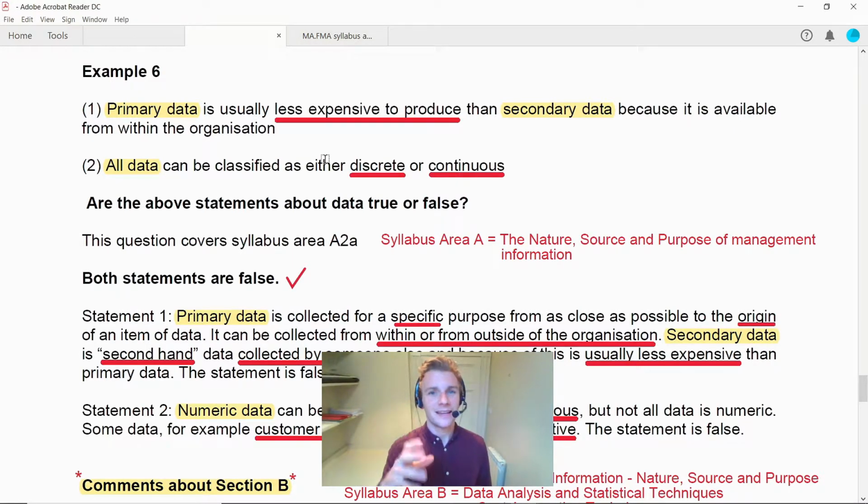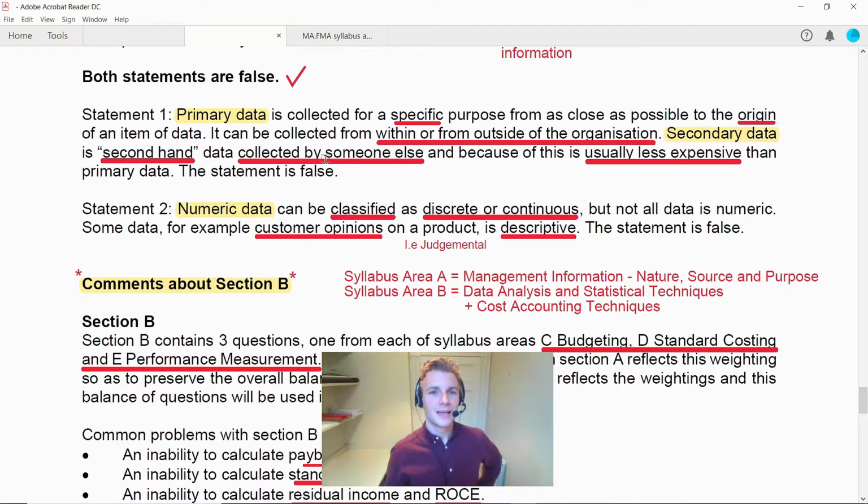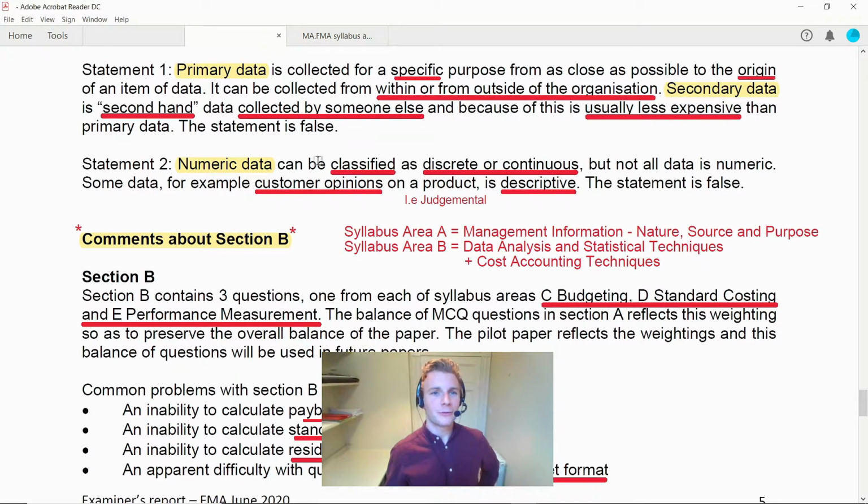This is all about data, how it's used within the role of a management accountant. Fundamentally, first of all, both statements are false. But I'm going to walk you through why they are false now. So pen and paper again at the ready. We're going to go through the answers. Let me scroll it up for you on here. So both statements are false, we're aware of that.